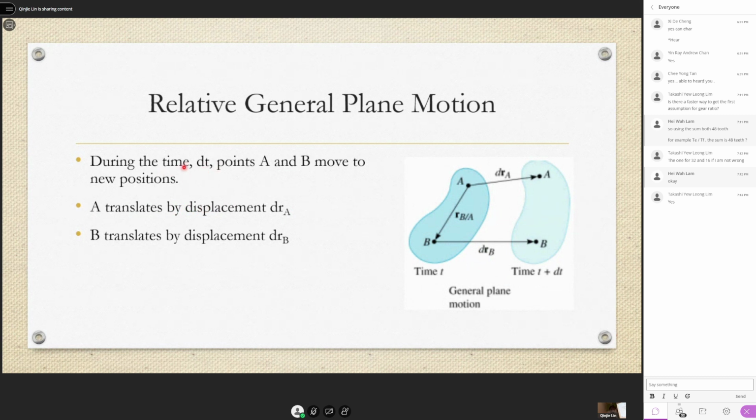During the time, which is a change in time, points A and B move to new positions. So for general plane motion, that means you translate and rotate. Both is a general motion. A will move to a new position in space. B will also move to another new position in space. So in time dt, this will be dr_A, that means the change in displacement for A. This is the change in displacement for B. We go step by step. Okay, so this can happen.